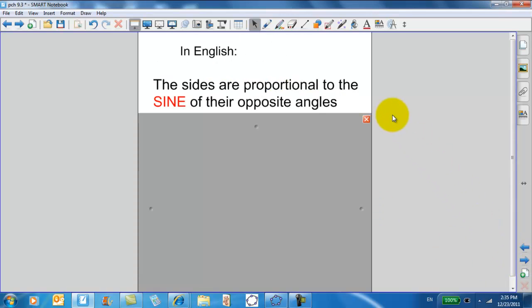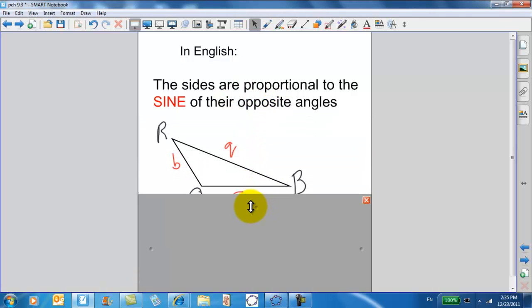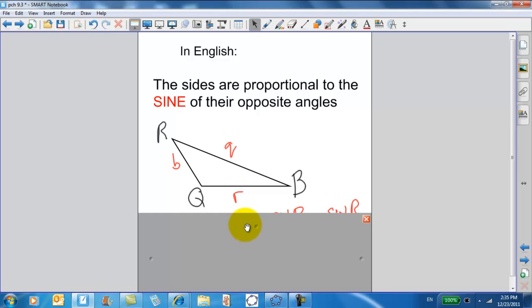Now, in English, this means the sides are proportional to the sine of their opposite angles. So when you come up with a triangle that isn't labeled A, B, and C, let's just say it's triangle QBR, and notice our convention of using uppercase letters for the vertices, the angles of the triangle, and lowercase letters for the side opposite that given angle. So here's little q, little r, and little b.